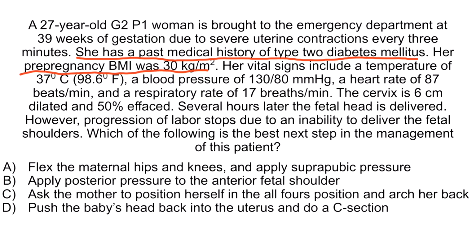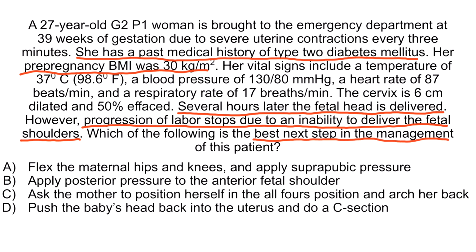Her vital signs include a temperature of 37 degrees Celsius, a blood pressure of 130 over 80 millimeters of mercury, a heart rate of 87 beats per minute, and a respiratory rate of 17 breaths per minute. The cervix is 6 centimeters dilated and 50% effaced. Several hours later, the fetal head is delivered. However, progression of labor stops due to an inability to deliver the fetal shoulders. Which of the following is the best next step in the management of this patient?